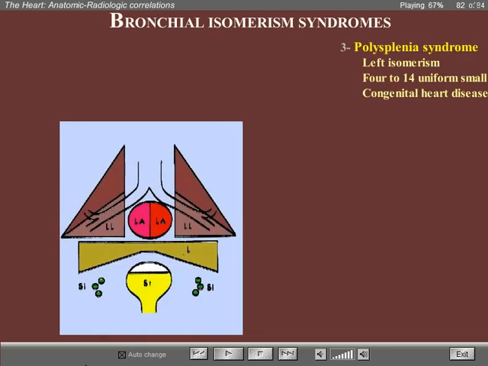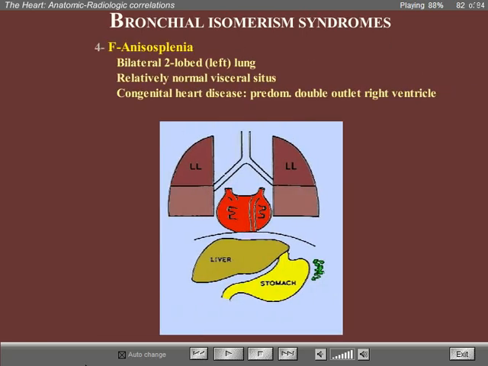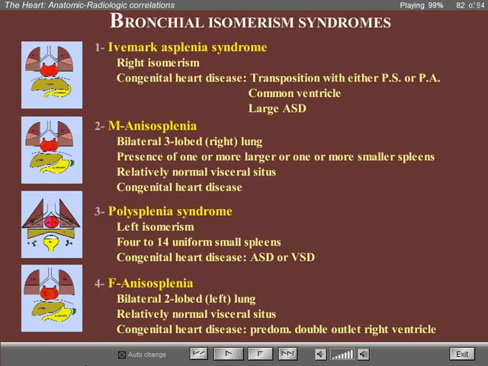The third possibility is the polysplenia syndrome, where we see two lobe bifurcation of the bronchus, and that is called levoisomerism or left isomerism. Four to 14 uniform spleens called splenunculi are observed, and also congenital heart disease in the forms of atrial or ventricular septal defects. The last of the isomerism syndromes is the F anisosplenia, where the two lungs are bilobed. There is relatively normal visceral situs, and the congenital heart disease is characterized by a predominance of the double outlet right ventricle.